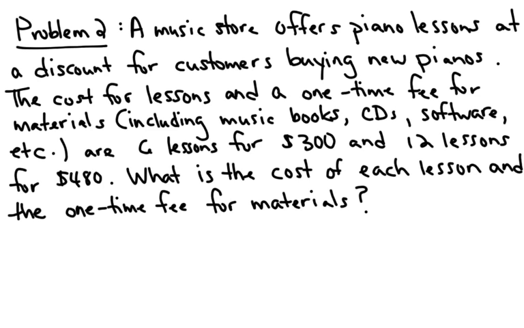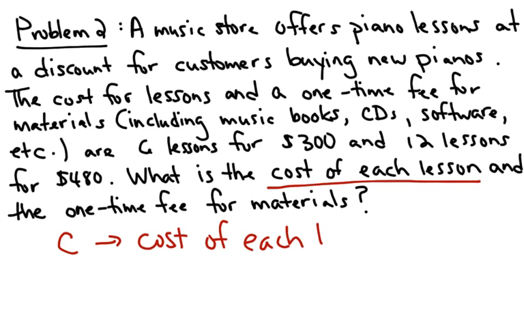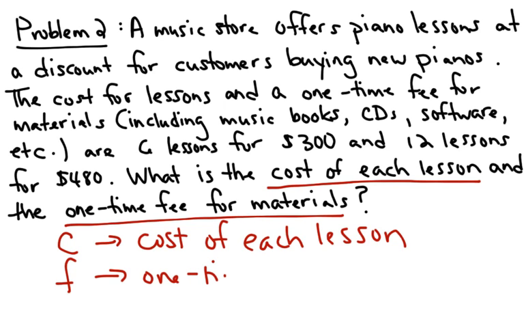Now you can use whatever variables you want. Sometimes we just use x and y because it's easiest for us, and sometimes we use variables that represent what we're looking for. So one of our variables is the cost of each lesson, so we can say c is the cost of each lesson. And the other variable is the one-time fee for materials. Maybe we can use fee for the one-time fee. So we know that 6 lessons cost $300 and 12 lessons cost $480.